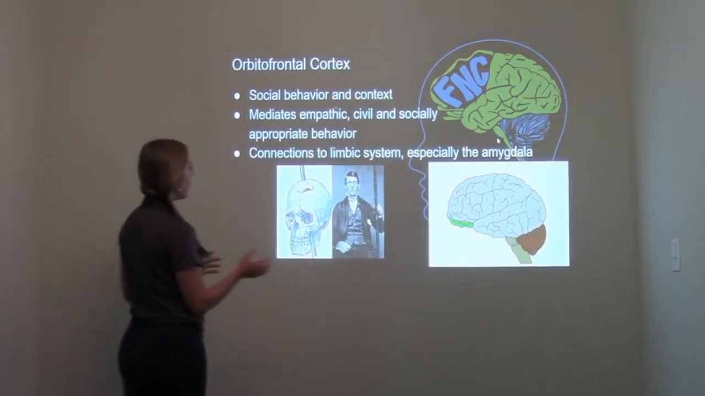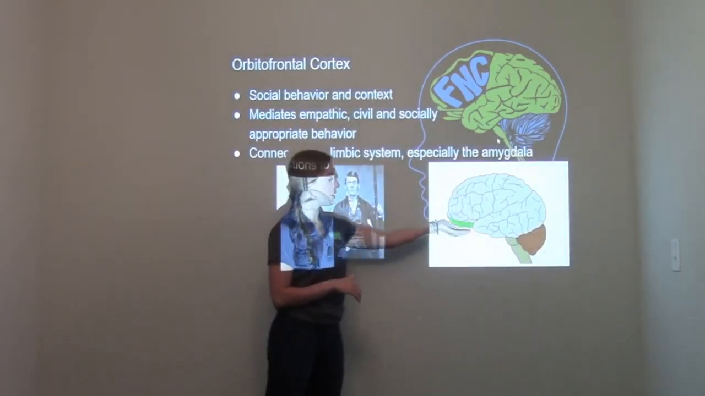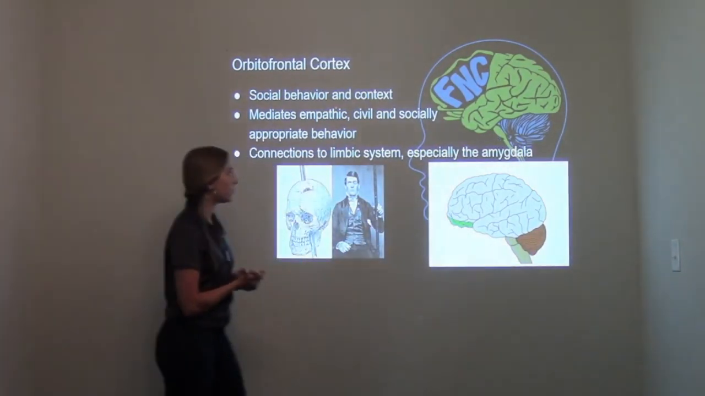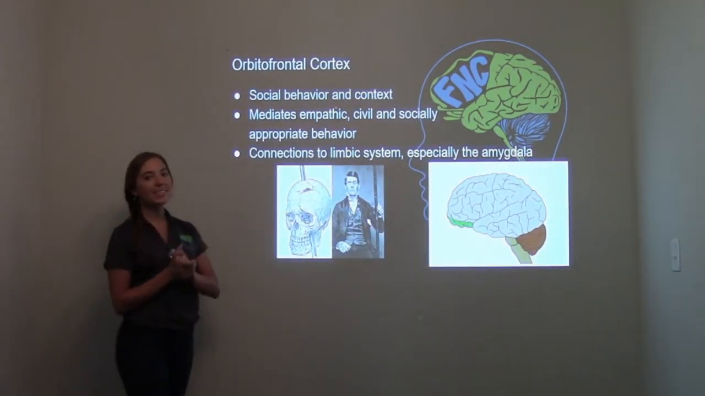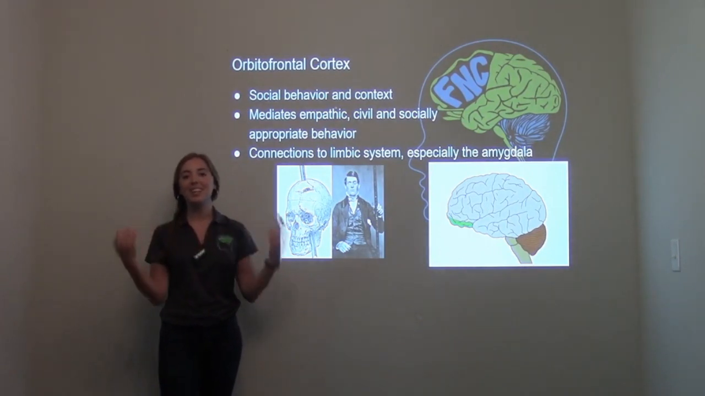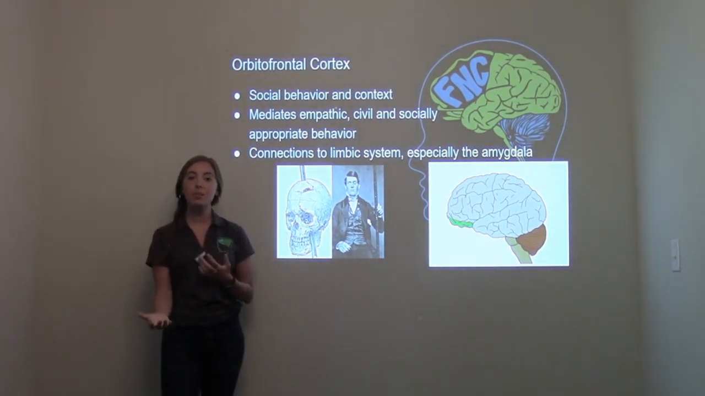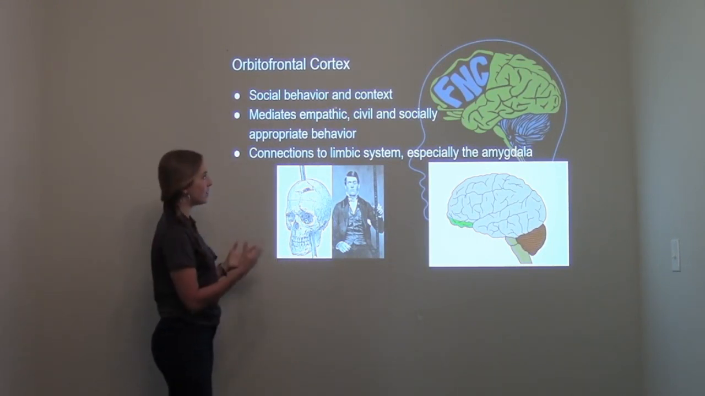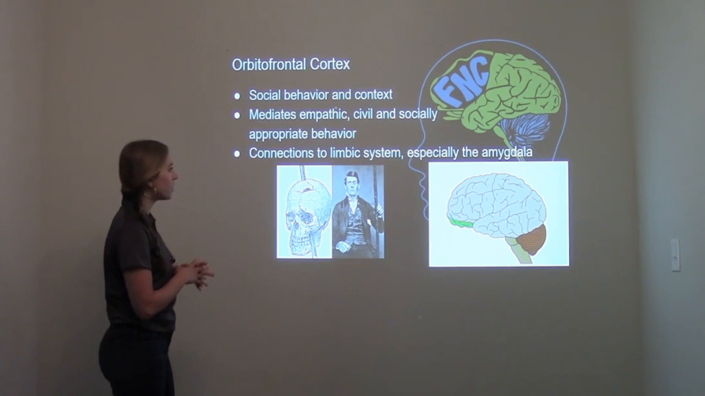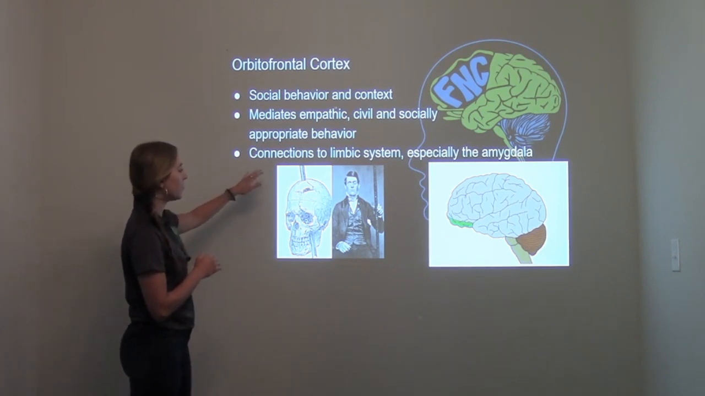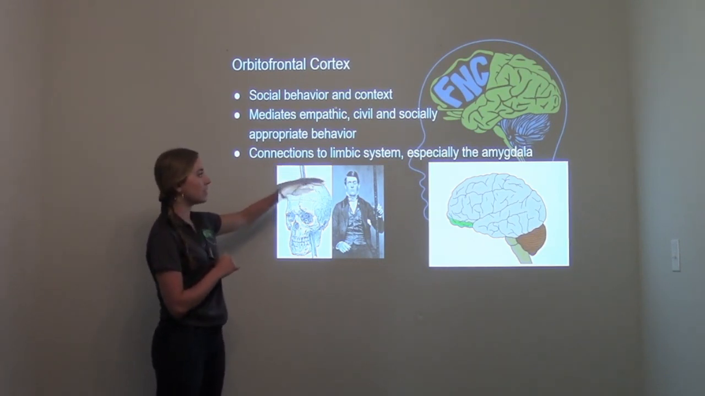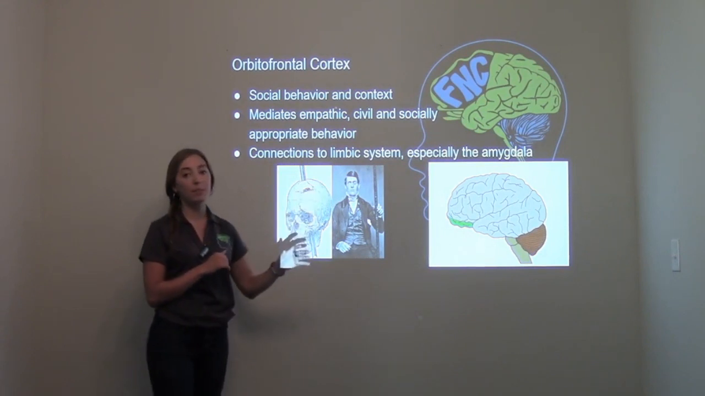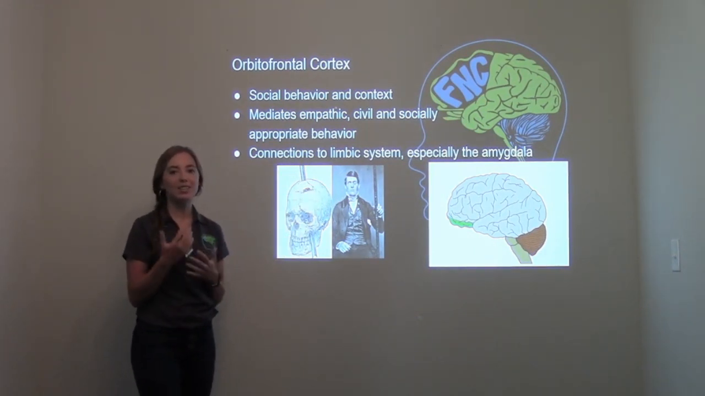And then we have the orbitofrontal cortex, which is on this bottom portion right here. And so this is what allows us to live in a society and have empathy for one another as humans and really connect and act appropriately in social settings. So this area of the frontal lobe is really connected to the limbic system and the amygdala, which is highly associated with anger.